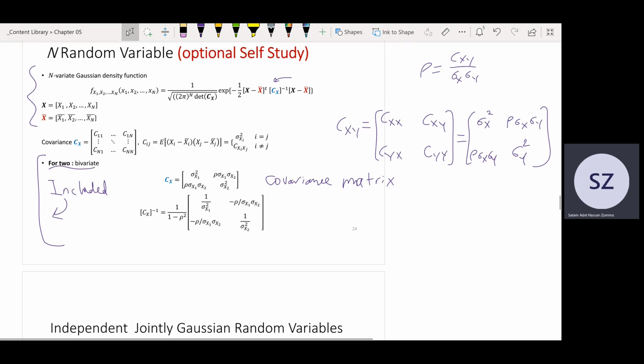So why did we spend time on the covariance matrix? Because we will use it later when we do transformation for two Gaussian variables. So just consider this as very important.